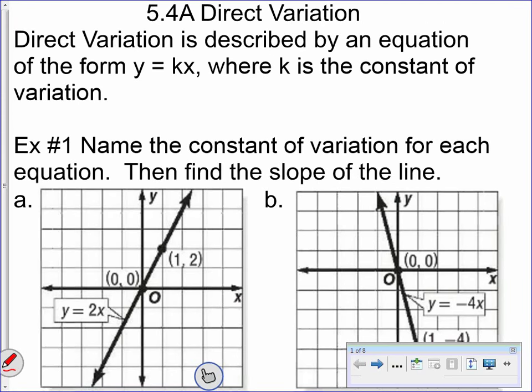Direct variation. Now, direct variation uses the equation y equals kx, where k is the constant of variation. Now, an example in real life that's a direct variation is if you have a part-time job or a job. The more hours you work, the more money you get paid. The less hours you work, the less money you get paid.